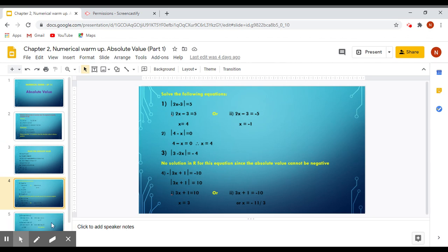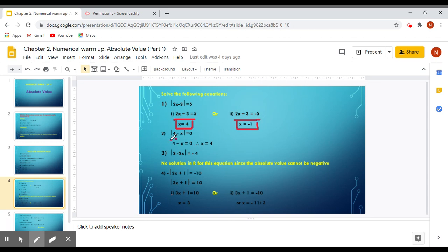Now we have some equations to solve. If I have the absolute value of 2x minus 3 equal 5, this means 2x minus 3 equal 5 or 2x minus 3 equal minus 5. So I have two possibilities for the equation. I solve each one, so I have two answers here, x equal 4 and x equal minus 1.